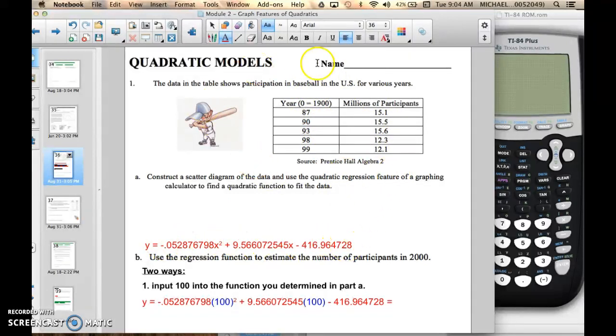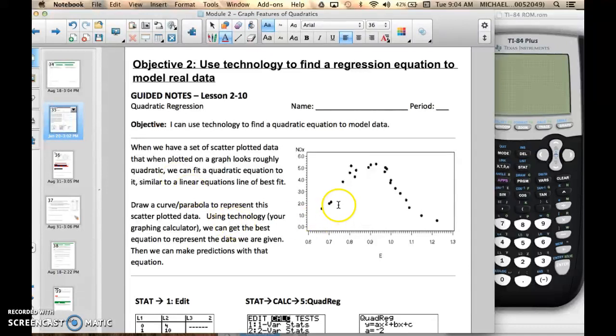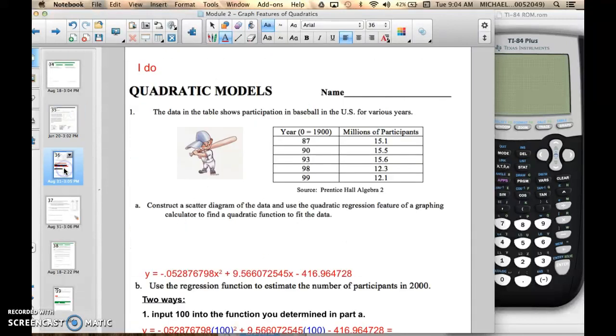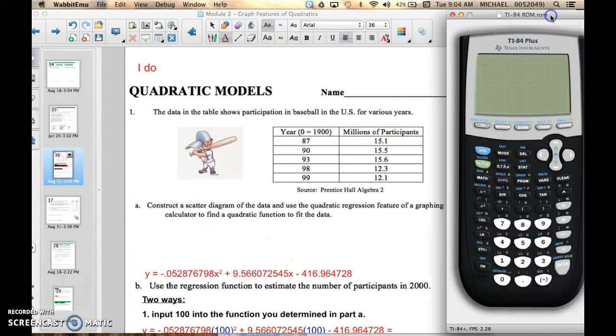All right, so I'm going to actually do an example, this example here of baseball during various years. The first part is to construct a scatter diagram of the data and use the quadratic regression feature of a graphing calculator to find a quadratic function to fit the data. So again, if given data, like I am here, the years on the left, the participants on the right, can I input it into a calculator to make it look like a scatter plot? Something like this, all right? That's the first piece of this. And so in order to do that, I would pull out a calculator, turn it on, and hit, and I did this here.